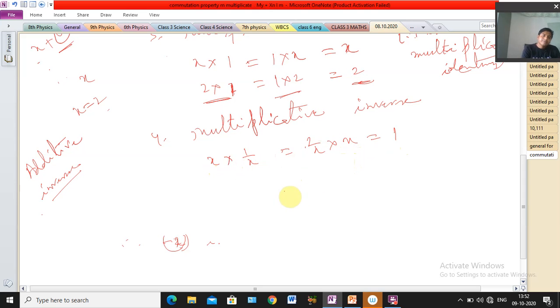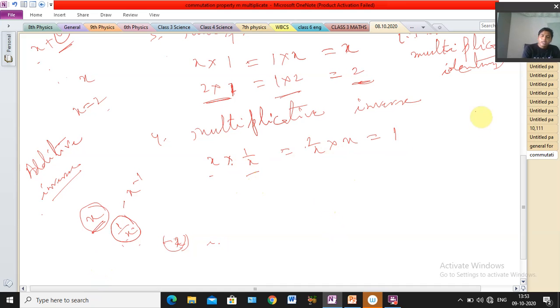Why? Because we are taking one variable x, and the multiplicative inverse is x to the power minus 1. x to the power minus 1 means 1 by x. 1 by x is the multiplicative inverse of x. So that's why we are taking x into 1 by x. We multiply x into 1 by x first, and after that we can write 1 by x into x equal to 1.